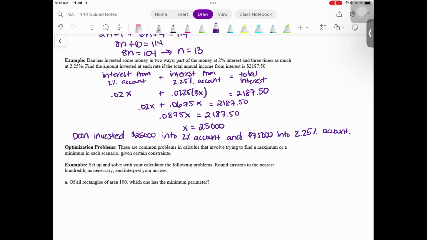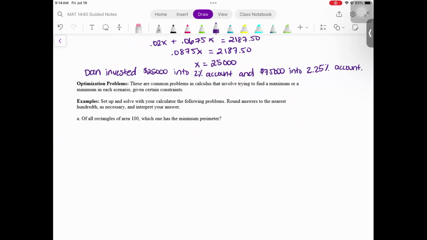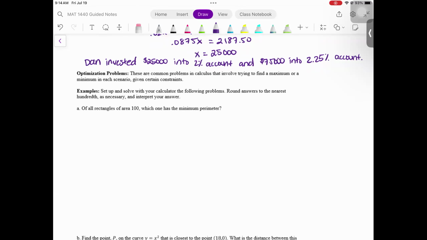So these were some probably very familiar examples to you. Hopefully you felt like this was a good review. But what we're going to do is kind of lead this into what we call an optimization problem. This is a really common problem that we see in calculus. An optimization problem involves trying to find the maximum or the minimum in a scenario given certain constraints. So we're going to set this up. We're going to be using technology to evaluate these problems. When you get into your calculus class, you'll learn techniques algebraically for how to solve these.